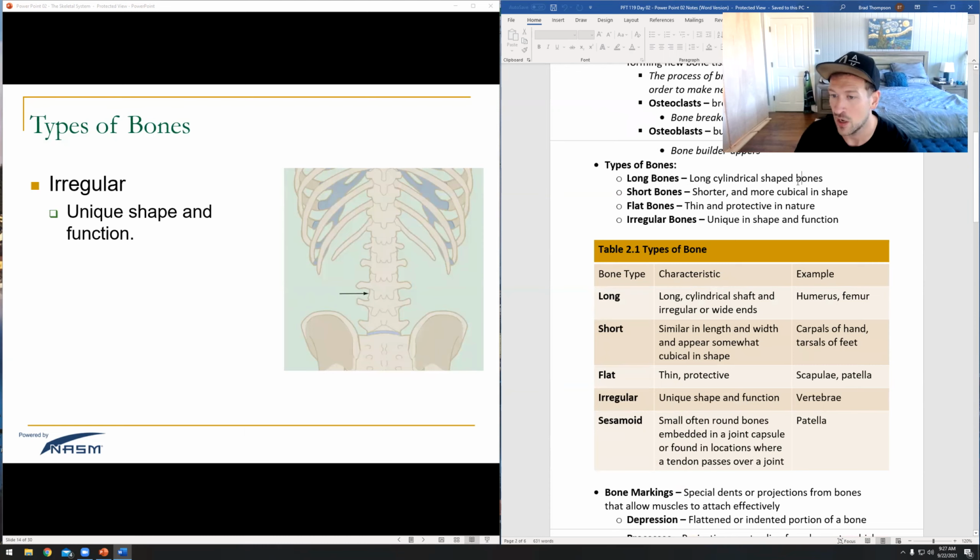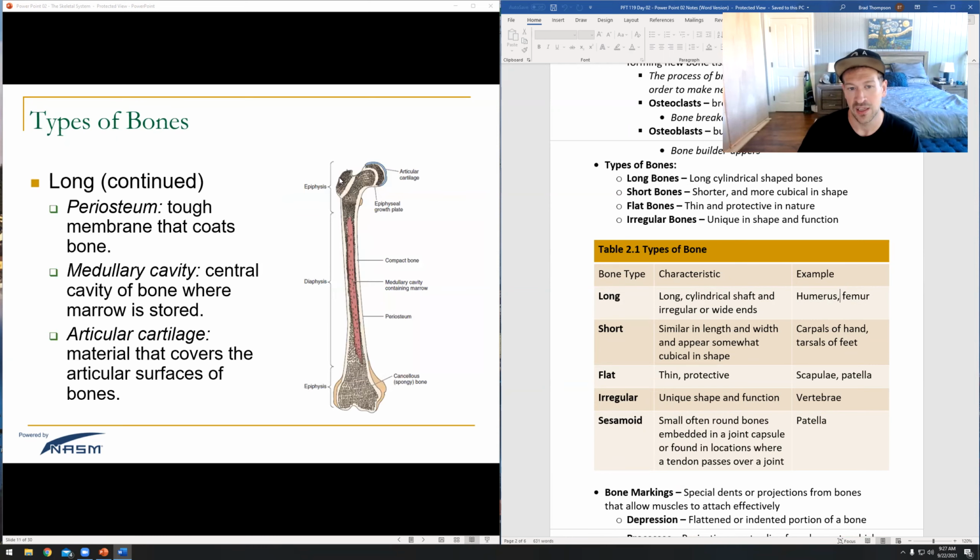Long bones are long and cylindrical. Your humerus and your femur are really good examples of that. The humerus is this bone right here. The femur is the longest bone in your body, which is what we're seeing in this picture, up at the thigh. Whenever you hear about someone breaking their hip, they're often talking about a fracture right along this area here. This is the longest bone in your body. It's that classic caveman weapon bone.